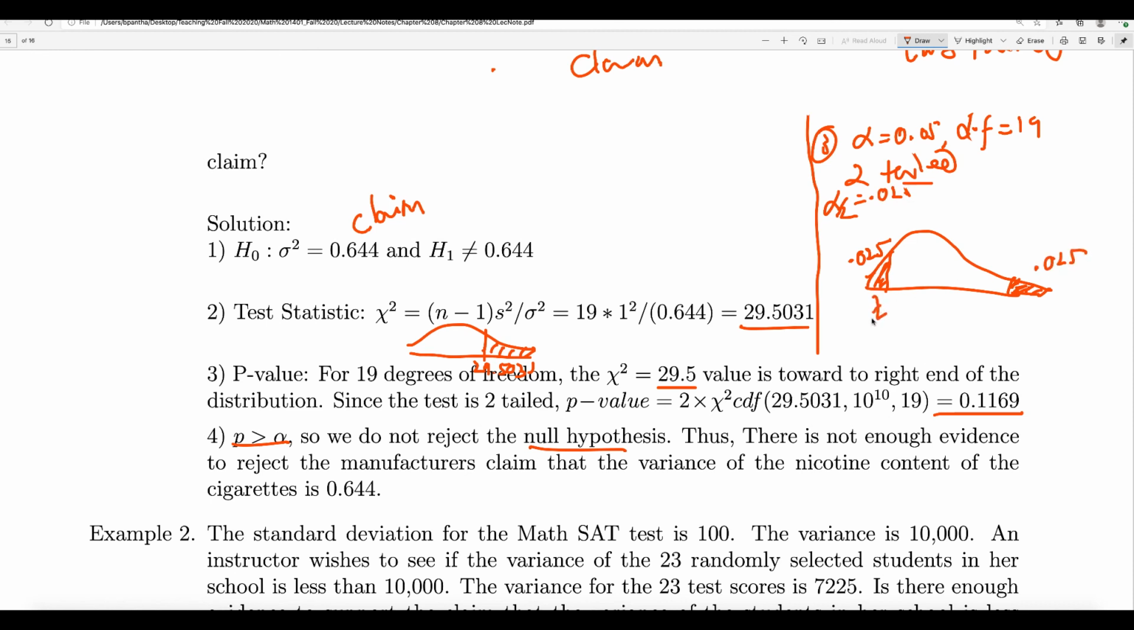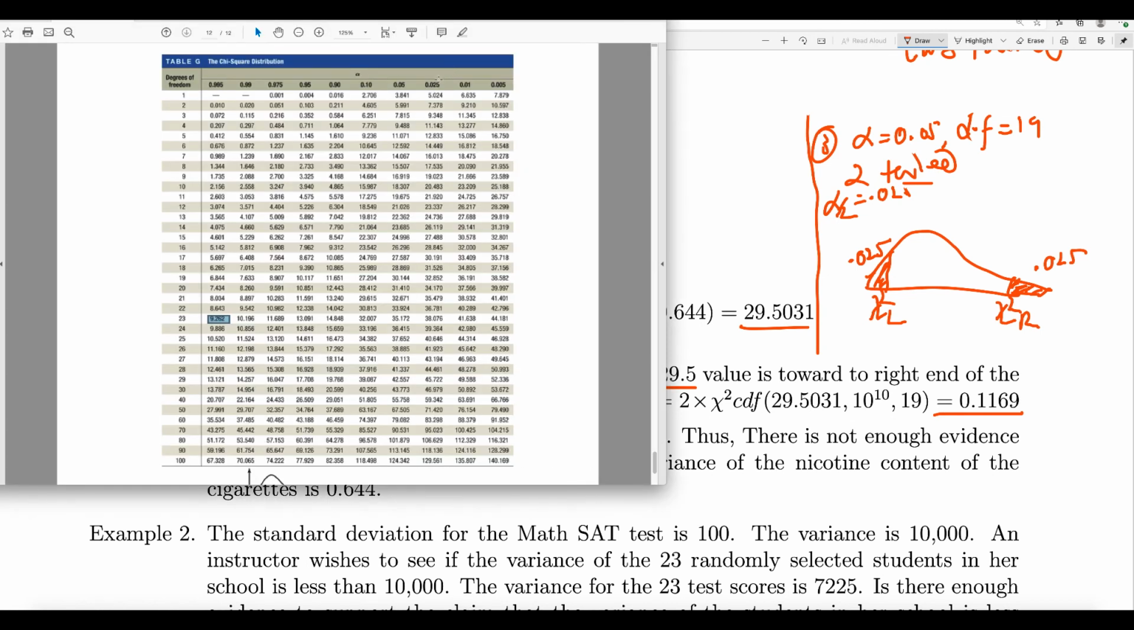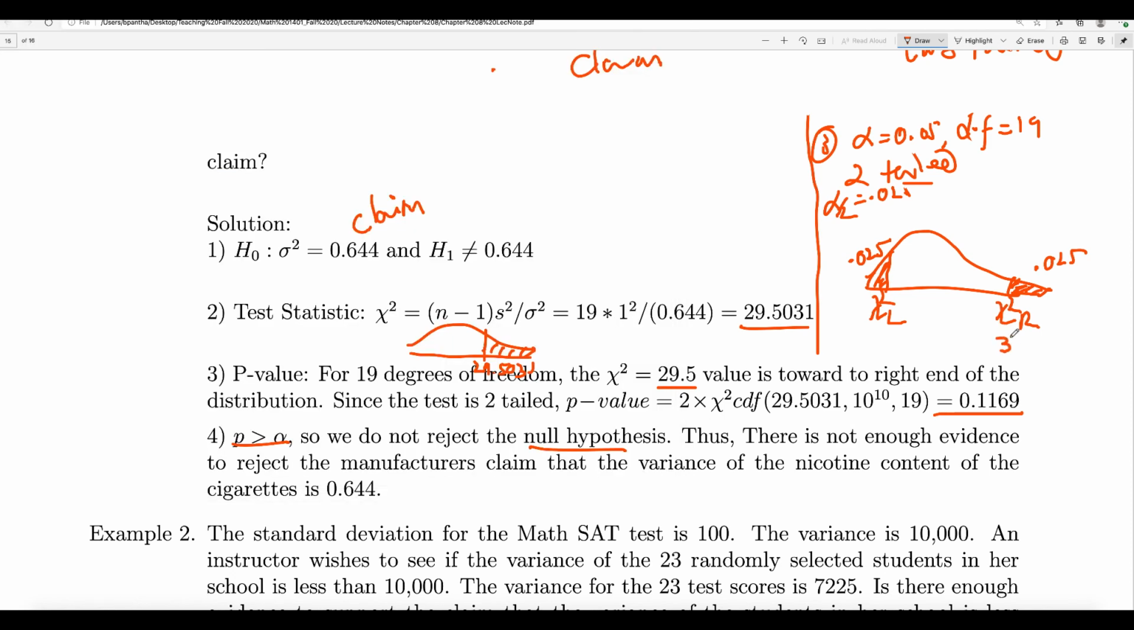So chi-square left and chi-square right. For chi-square right, you need to do the 0.025 and then 19 degrees of freedom, right? If you do 0.025 and 19 degrees of freedom, what do you get? Basically 32.852. And the other one is, so right area will be 0.95.